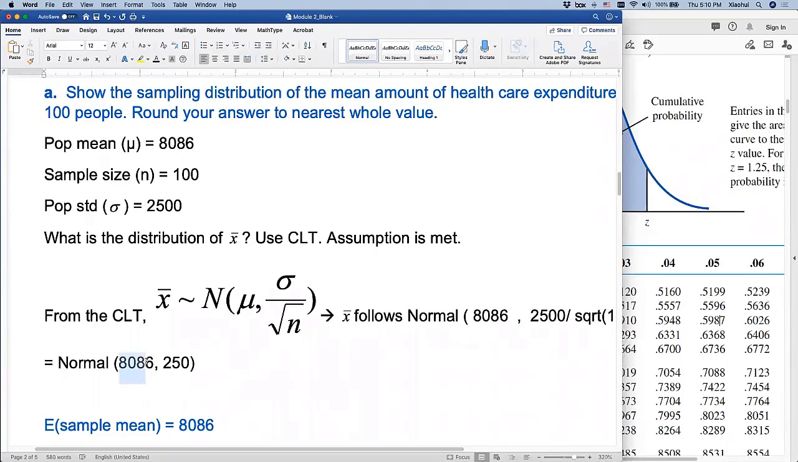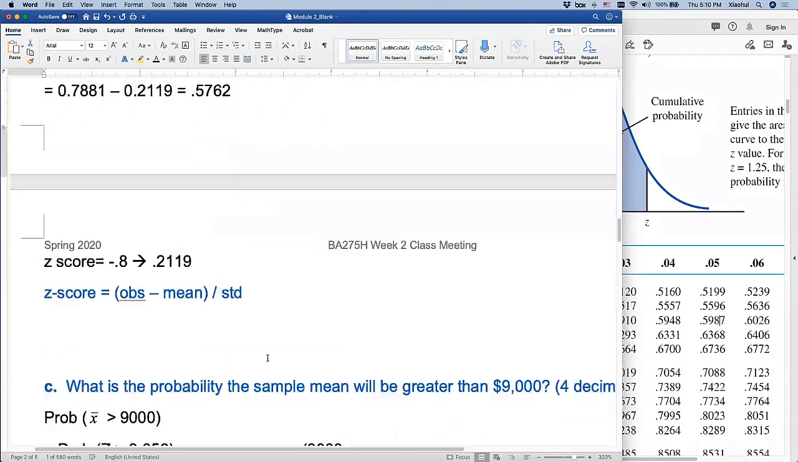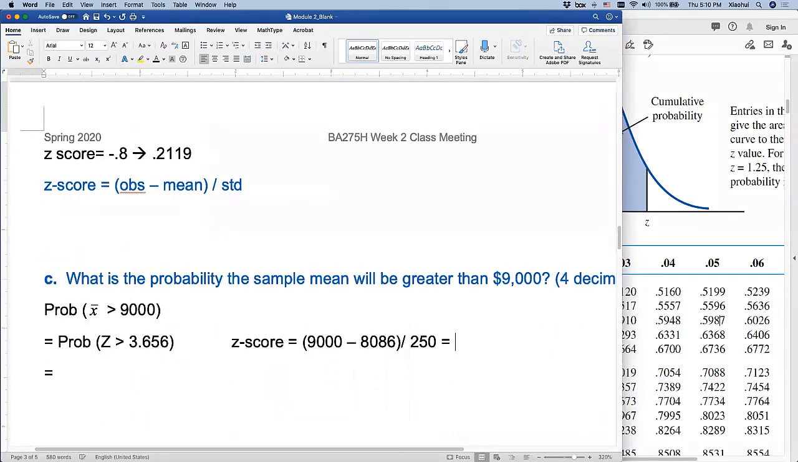So I'm going to minus 8,086 and divide by 250, right? Okay, so let's take a look. This is exactly what I want to do. I think if you plug all those numbers into your calculator, make sure you bring a calculator with you for the meetings. And so this is how you got it.